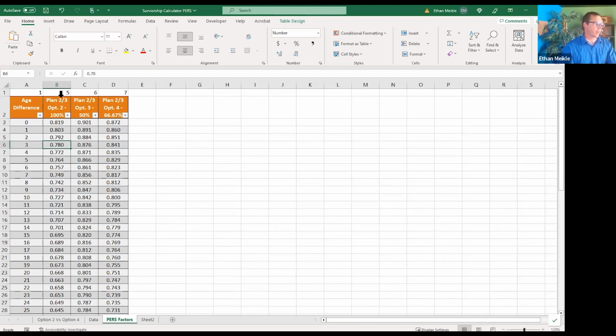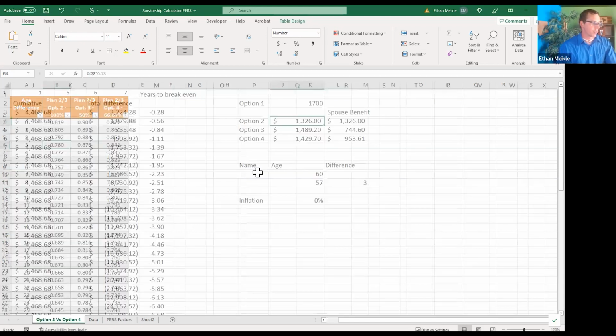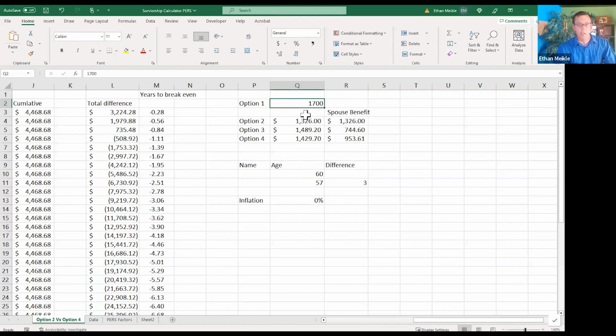So it tells me that option 2 would be 78%. So they would take their $700, multiply it by 70%. That's what this is here. And they get 1326. So if they chose option 2 instead of option 1, they would get 1326. But if they were to pass away, their spouse would get 100% of that, which is 1326. So they keep all of it.